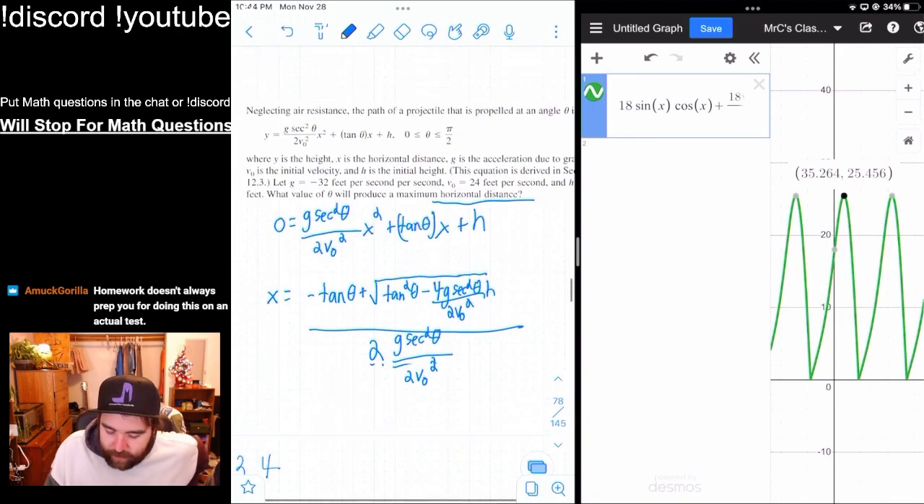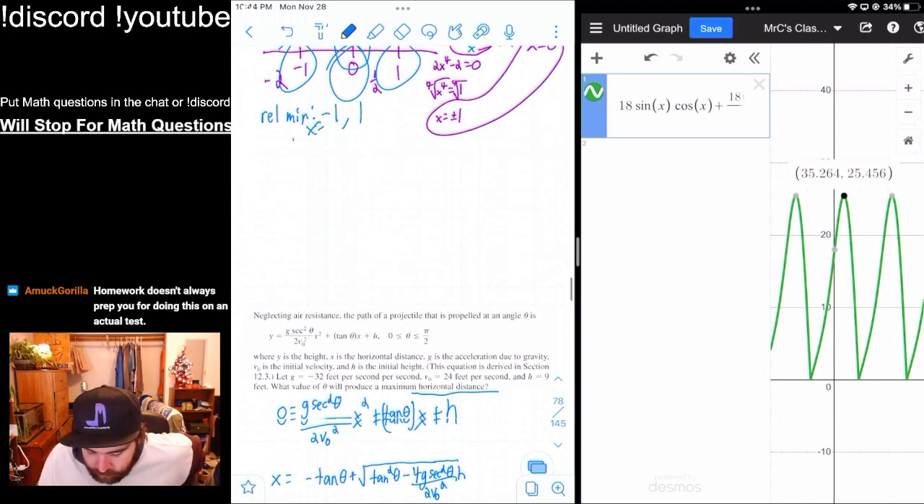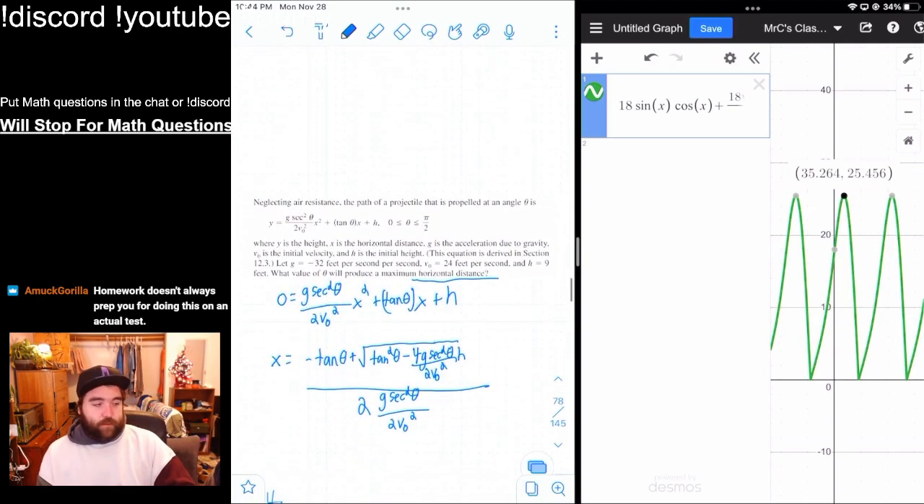But honestly, there's not really a better way to do that if we can use the calculator. You still, as far as I can tell, need to go through all of that work. But that's harder than most problems we're going to have to do.